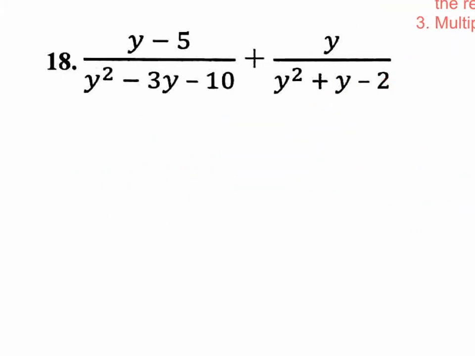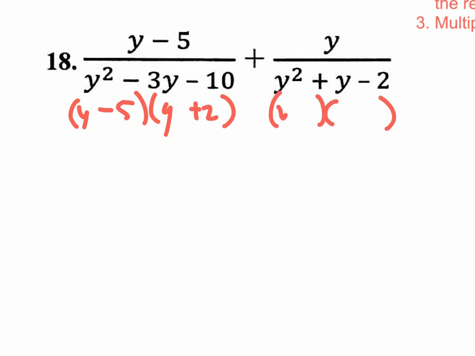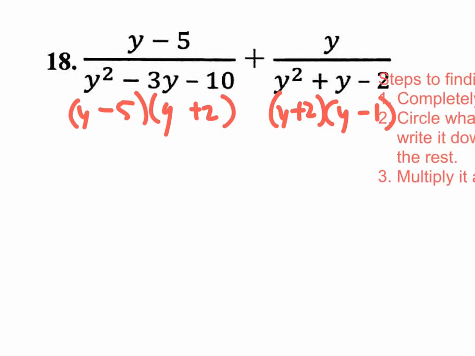So let's do that. This top one, it's a quadratic trinomial, so all we need to do is think what times what is the last value that if you combine together is the middle value, and that'll be a negative 5 times a positive 2. And the other one's also a quadratic trinomial with a y and a y. Let's think what times what is negative 2 that if you add together is positive 1. That'll be a positive 2 times a negative 1. So that was step 1 to factor both.